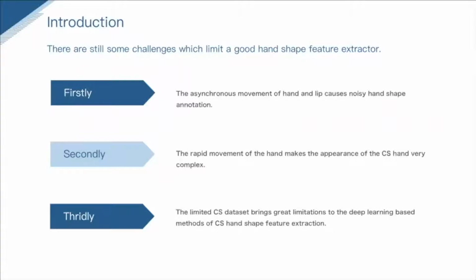Firstly, the movements of lips and hands are asynchronous in Q-speech, while most of the proposed hand shape annotation methods rely on audio-based segmentation. This causes noisy hand-shape annotation for Q-speech data.